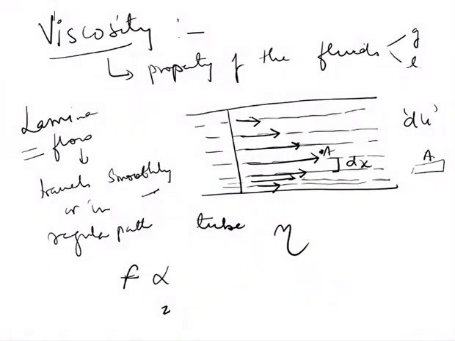F will be proportional to A, the du by dx, a small change in the velocity, and a small change in the distance, the difference between the two layers. Class, clear till here? Obviously at constant temperature. Clear, class, till here?